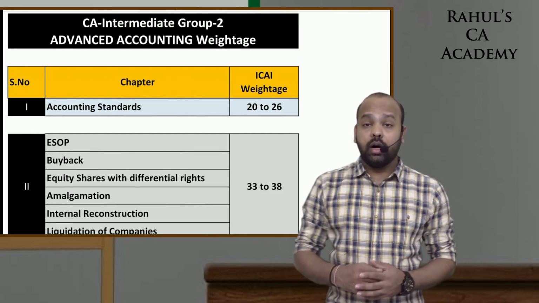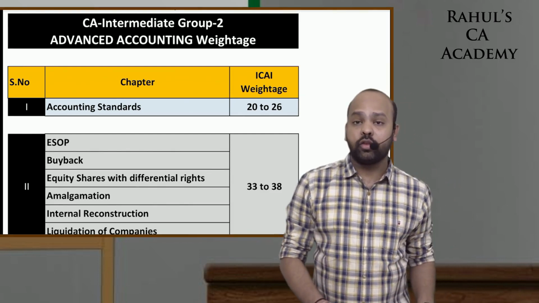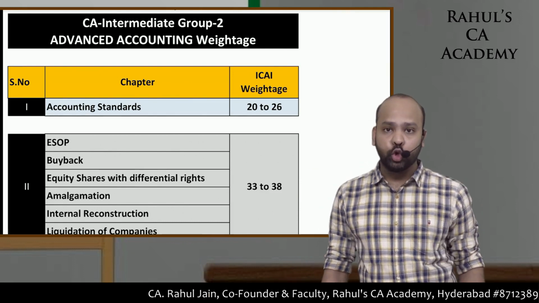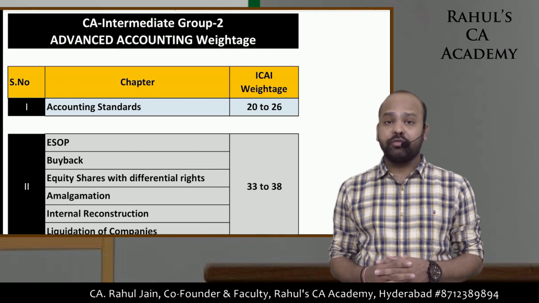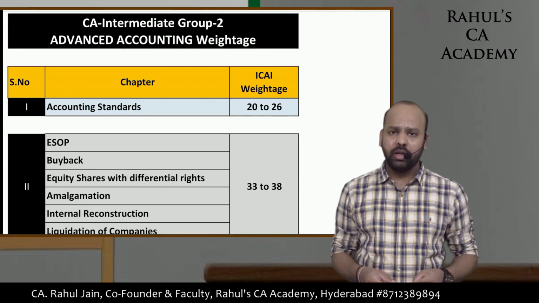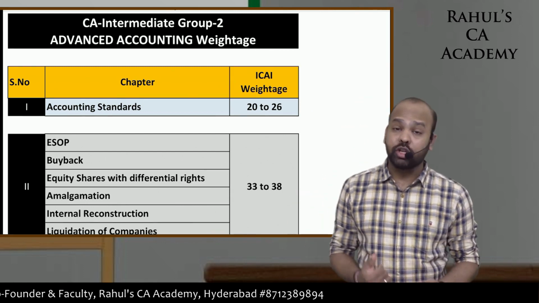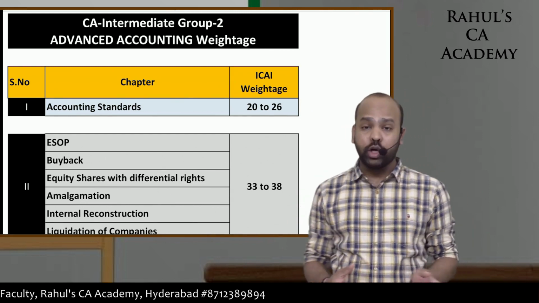Hi guys, this video is about a detailed analysis of the topic-wise weightage of Advanced Accounting of CA Inter Group 2. Now do not forget there have been a lot of changes in the last 2 years in this paper. Topics like underwriting, financial statements of insurance companies, mutual funds and valuation of goodwill were excluded from the paper.